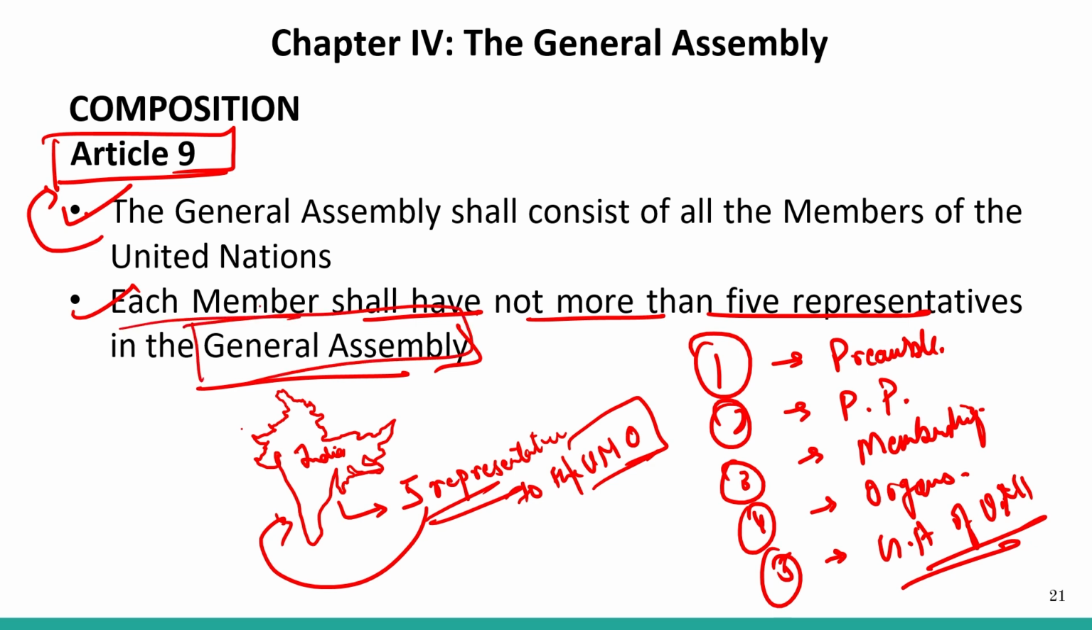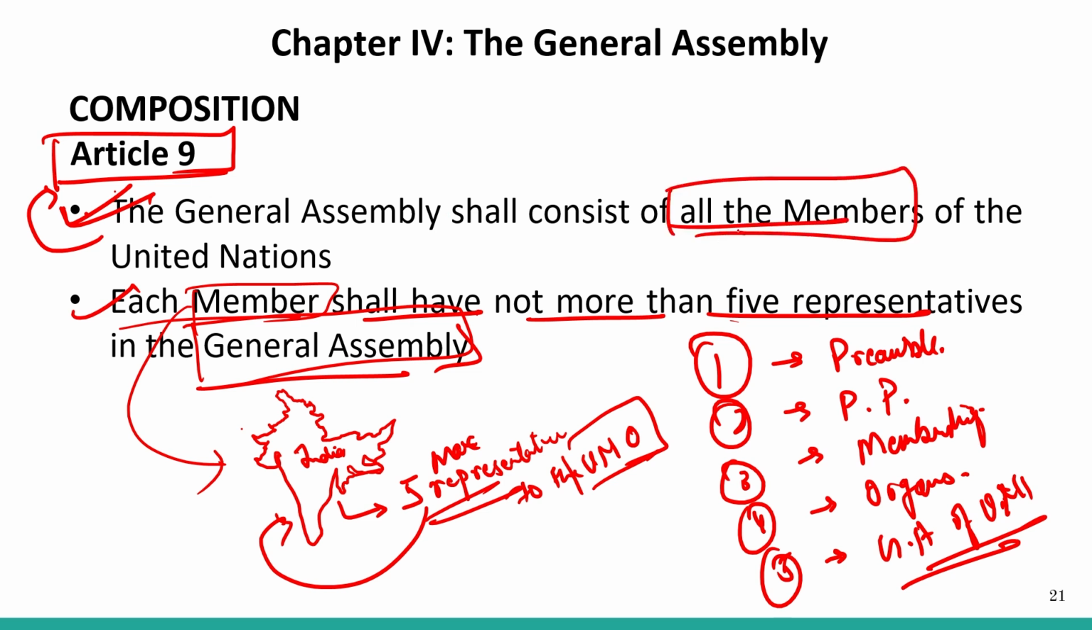So each member, here member means the nations as such, shall have not more than 5 representatives. So it is the maximum limit. It can be 3, it can be 4, it can be 2, it can be 1 also, but the maximum representation is 5. So composition, if we quickly revise it, the General Assembly shall consist of all the members. Important point: the General Assembly shall consist of all the members of the United Nations.